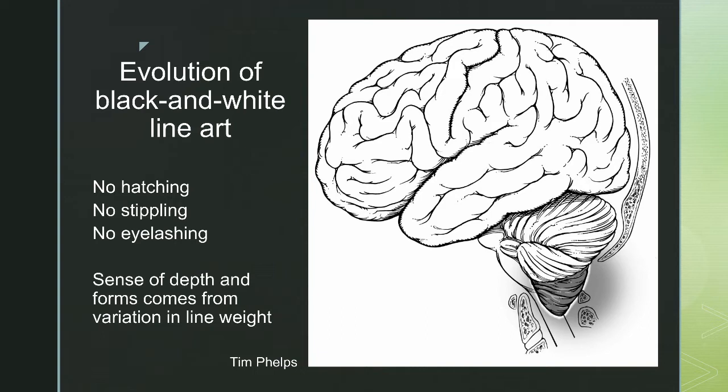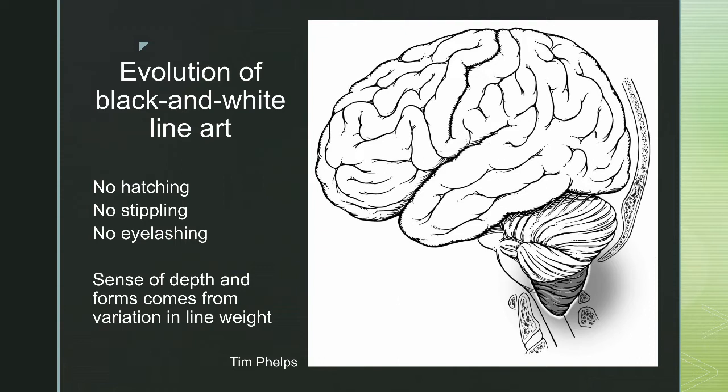I mean, when I look at this brain, I feel as though the cerebrum actually has a sense of form. The cerebellum has a sense of three-dimensional form. I'm even getting a sense for the direction of the light source. The standard light source that we use in scientific illustration is coming from the upper left.